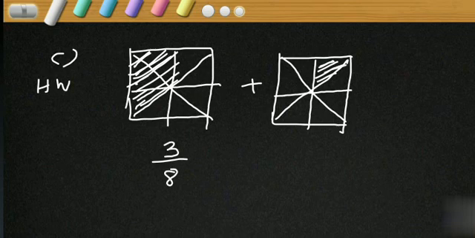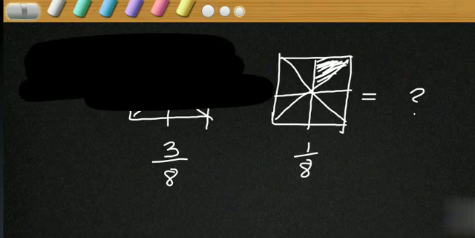Yes, here also a square of the same size is divided into 8 equal parts, and among those 1 only is shaded. So what is the fraction? Yes, 1 by 8. So what would be the answer? Please find out. This is the homework. Both the figure and the fraction have to be found. This is the homework.